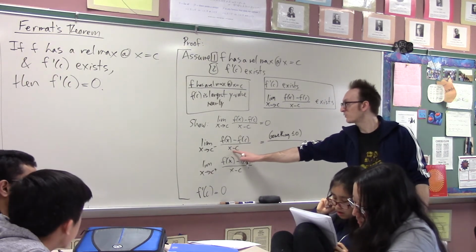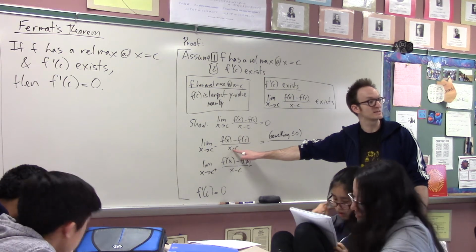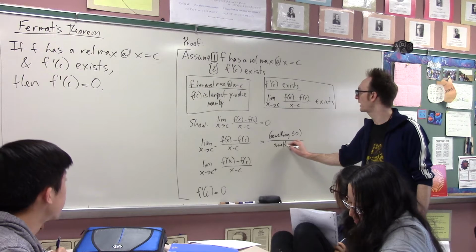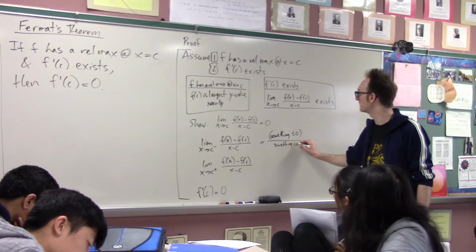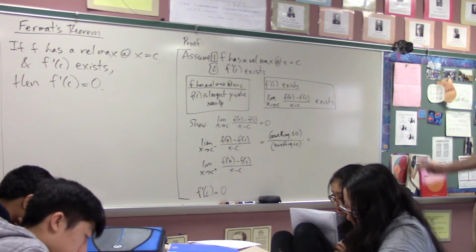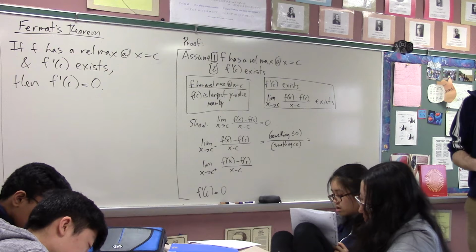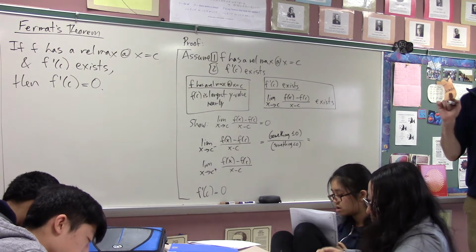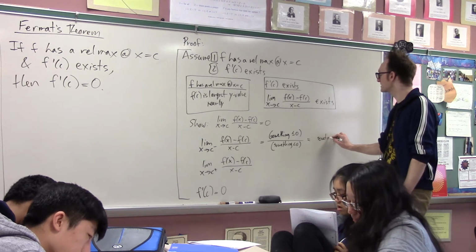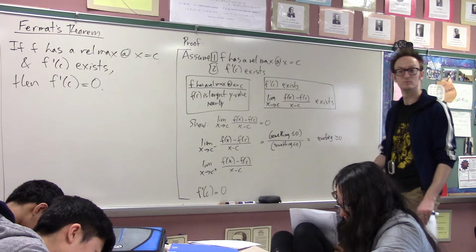If we're approaching c from the left, then x is a little bit less than c. So this is guaranteed to be negative. Well, if you divide something less than or equal to 0 by something less than 0, what do you get? 0 or positive. Something which is 0 or bigger. So the answer is something greater than or equal to 0.